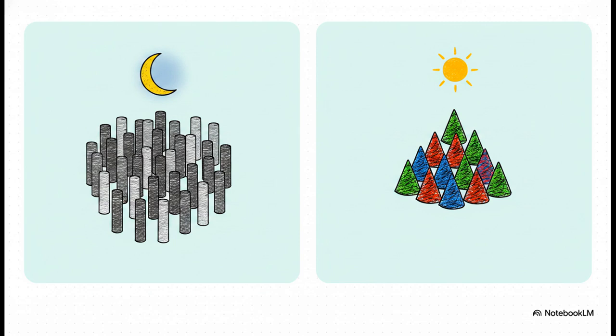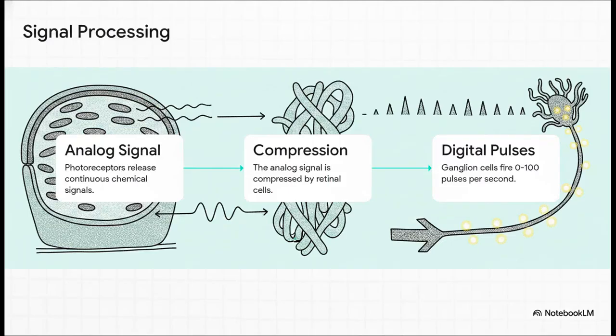On the flip side, you only have about 6 million cone cells. These cones are an elite squad tightly clustered in a tiny central pit called the fovea, and they're the ones completely responsible for giving you sharp, high-res details and rich colors when there's plenty of light. So, how does all this visual data actually get up to the brain? Well, think of the retina like a super advanced analog-to-digital converter.